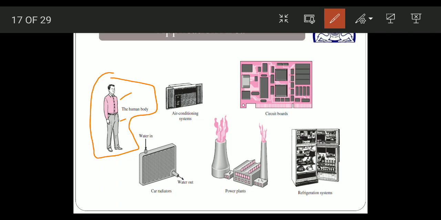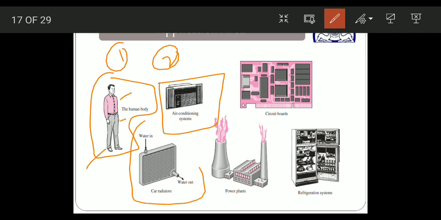In winter season we wear clothes which have high insulating capacity, low thermal conductivity. In summer season we wear different types of clothes to avoid heat gain from the atmosphere to the body. And in winter season we wear different clothes because we do not want to lose heat from our body to the atmosphere. So these are the different application areas. First, that is the human body. Second, let us consider the air conditioning system. In air conditioning systems also there are many applications of heat transfer.